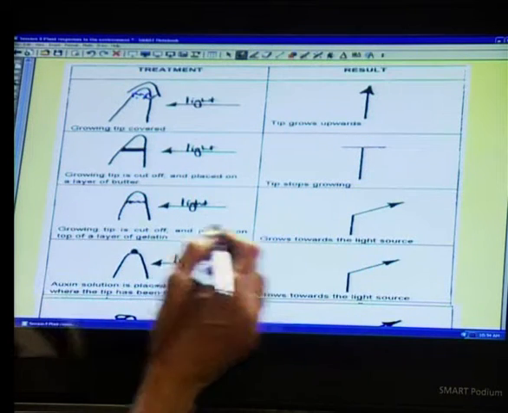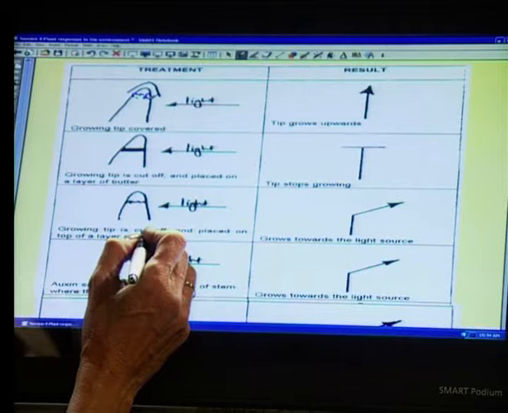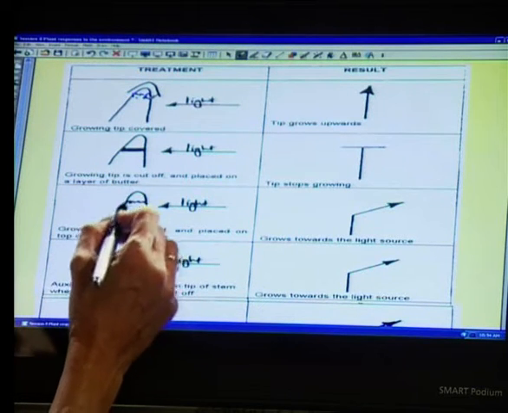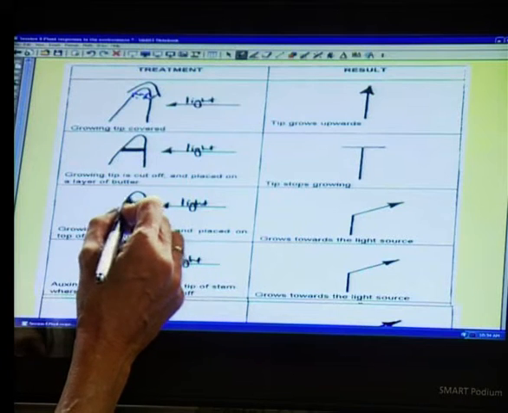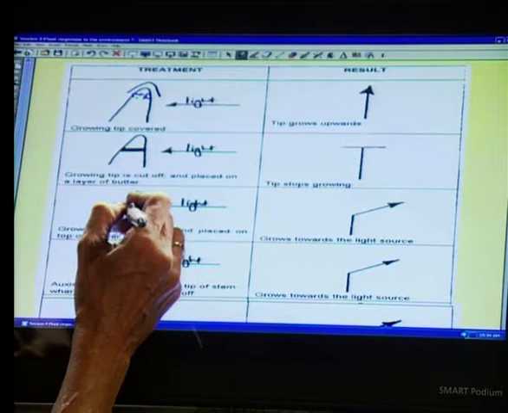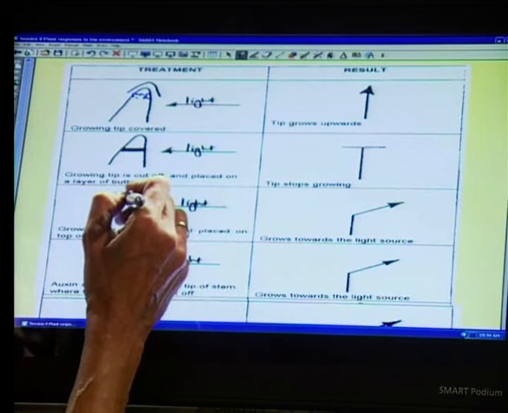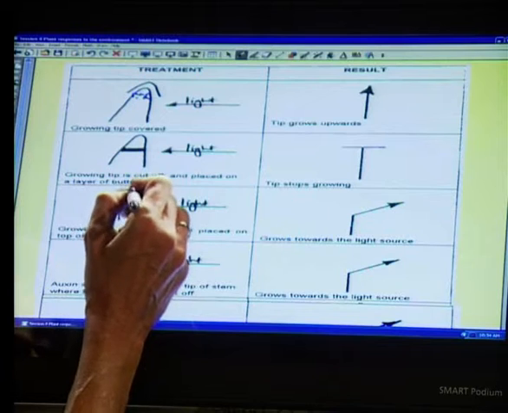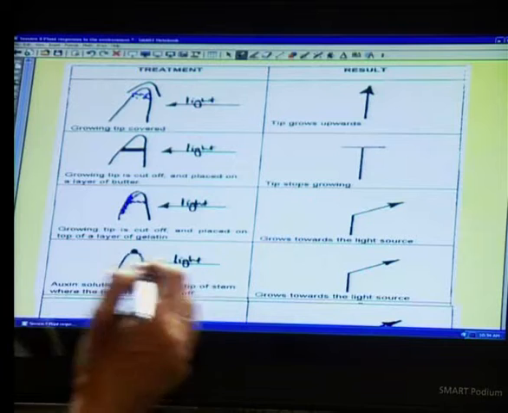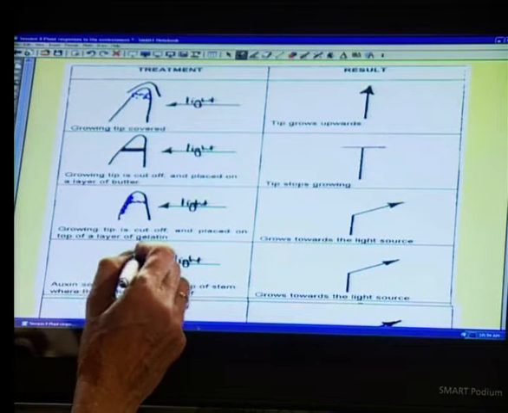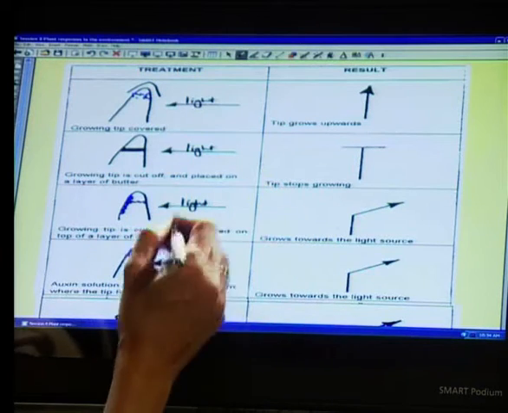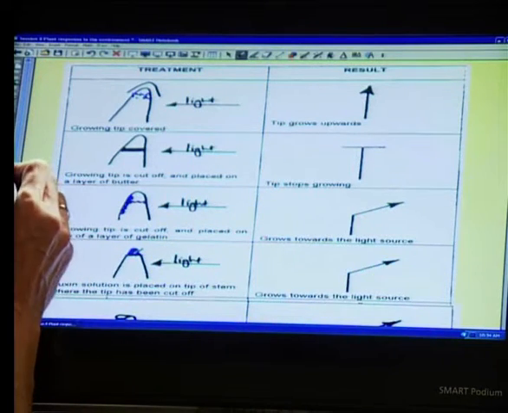It stops growing. With the tip, we have this little tip and we cut it, and then we place it on top of a layer of gelatin. Now remember, gelatin doesn't seal it. The gelatin allows the auxins to move backwards and forwards. So if the light comes from one side, the auxins will then move here to the shaded side and the plant will grow sideways. If the auxin solution is placed at the tip of the stem where the tip has been cut off, so we cut the tip off and then we put a whole glob of auxin there and we have light from the side, guess what? We've got auxins, so it will grow to the side.